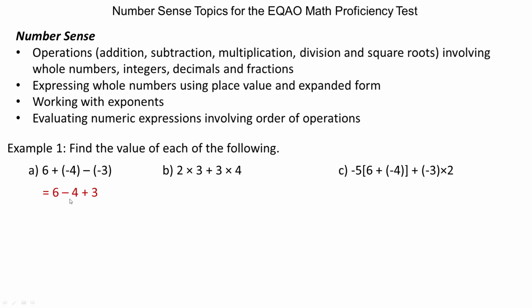So 6 take away 4 would be 2, and then we're still up to plus 3 here, and of course 2 plus 3 adds to 5.